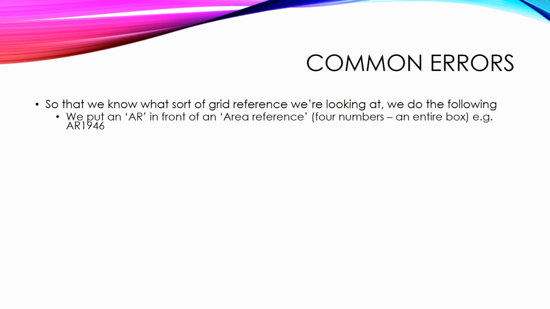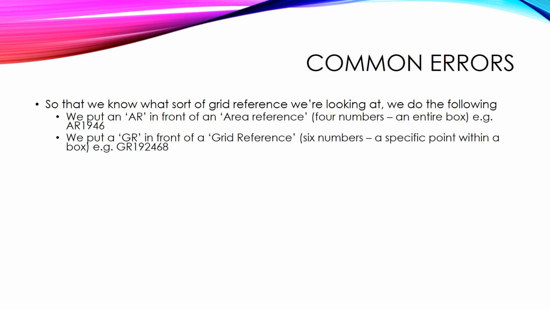In front of a four-figure reference or an area reference, we need to put an AR, and the AR shows that we've got an area reference coming up, which will be 4 numbers. We put a GR in front of a grid reference, which is a six-figure reference, to show that we're doing a very specific spot. We're doing a grid reference. So an AR goes in front of every four-figure reference for an area reference. A GR goes in front of every six-figure reference, grid referencing.